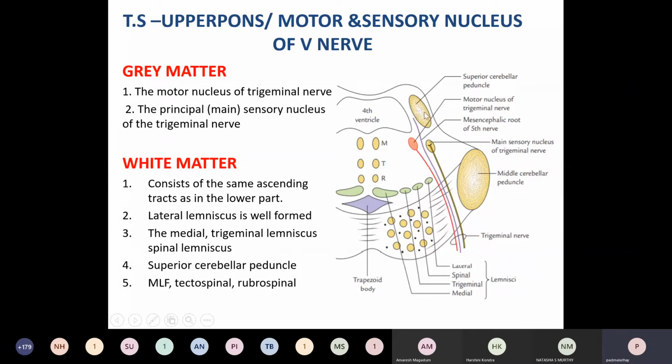Then you can see the section of the superior cerebellar peduncle. Since it is the upper pons, in addition to the middle cerebellar peduncle, the superior cerebellar peduncle is also present. Similar to the section of the facial colliculus, there are the medial longitudinal fasciculus, tectospinal tract and rubrospinal tract. You should compare both sections and remember that the only difference is the nuclei present in the upper pons and the nuclei present in the lower pons.